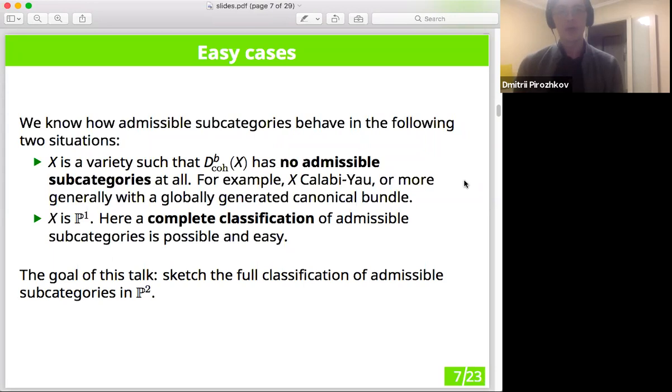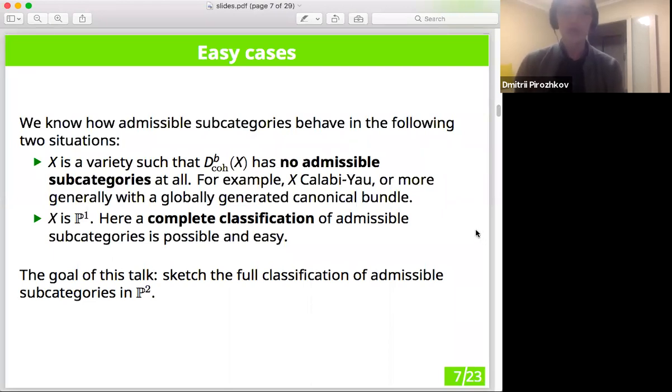And the other case is the projective line. Here we can actually classify all possible admissible subcategories, and the answer is that any non-trivial admissible subcategory is generated by a single line bundle, so O of n for some n. And this is kind of easy to do, mostly because of, I think it's called the Grothendieck splitting theorem, that there are no non-trivial vector bundles on P1, everything splits into line bundles, and you can just work with this description a bit to classify admissible subcategories.